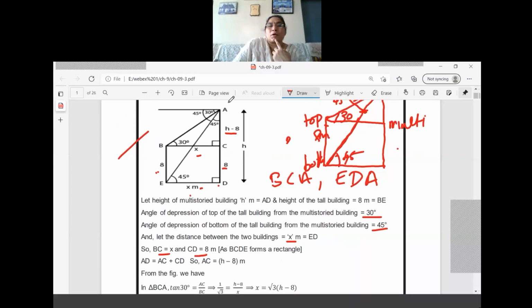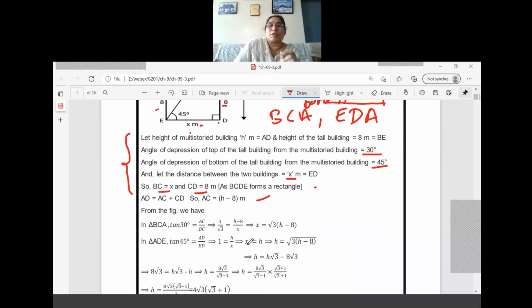What is AD? The total length h we have taken. So AC means the remaining height h minus 8. Whatever we have explained, that only here we have given as explanation. Since it is the descriptive part, this also carries marks in the application of trigonometry section. In the Term 2 examination, you will have descriptive questions. So this part also carries some marks. So don't leave that also.